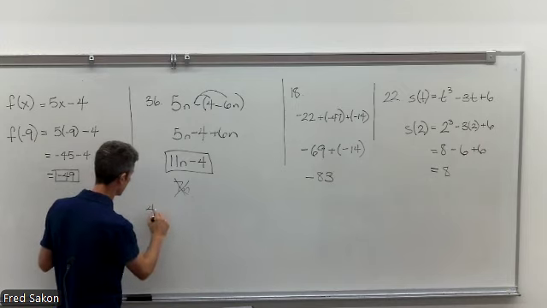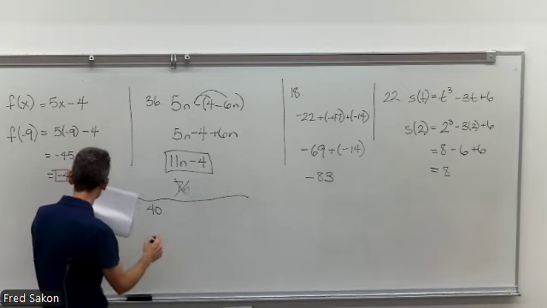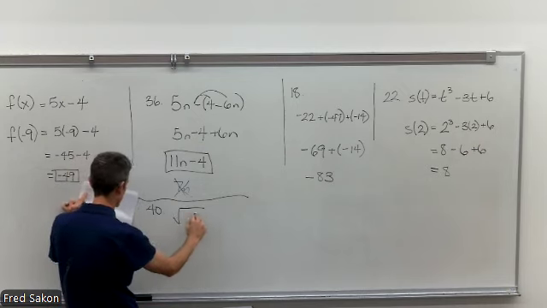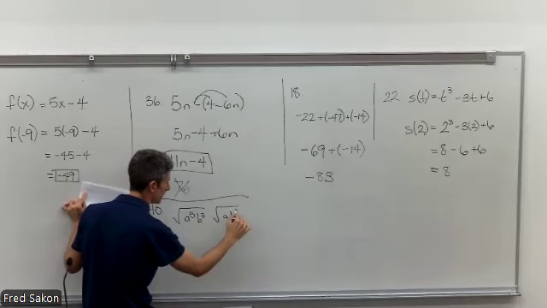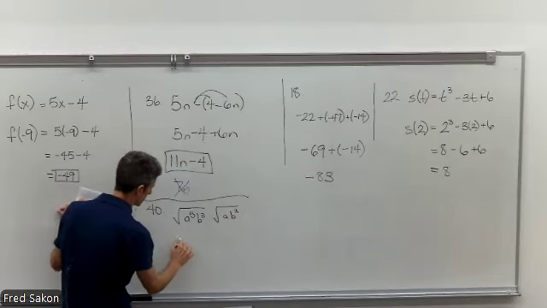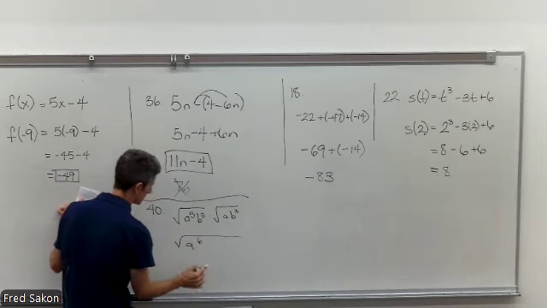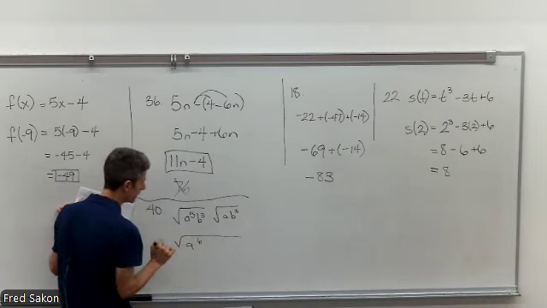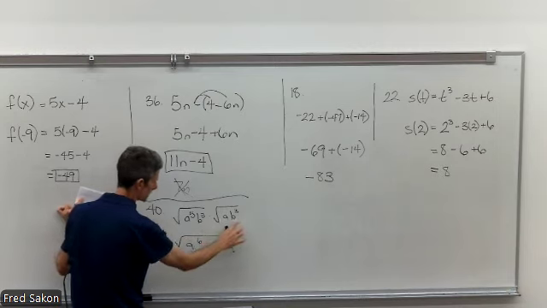Okay, number 40. Multiply the square root of a to the fifth, b to the third, times the square root of a, b to the third. Bring it all up under one radical. A to the sixth, from 5 and 1. B also, coincidentally, to the sixth, from 3 and 3.